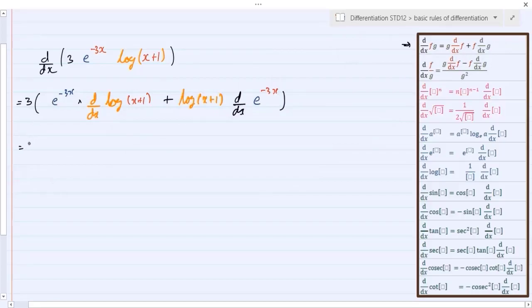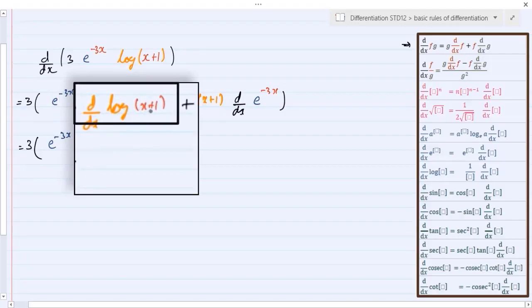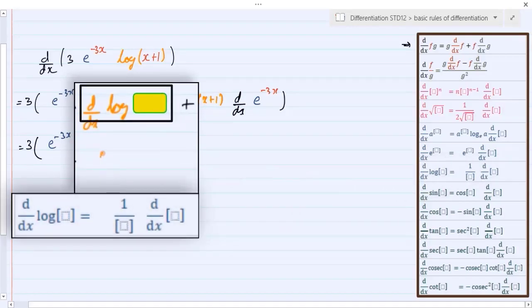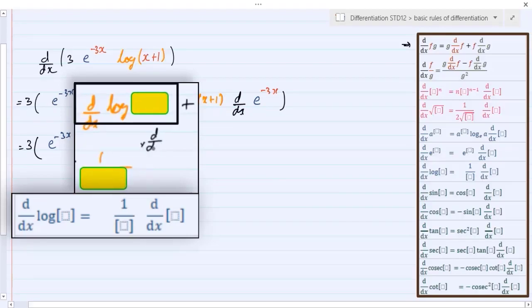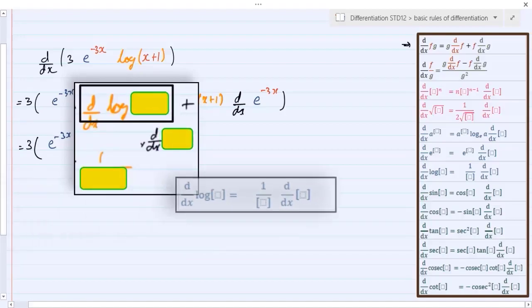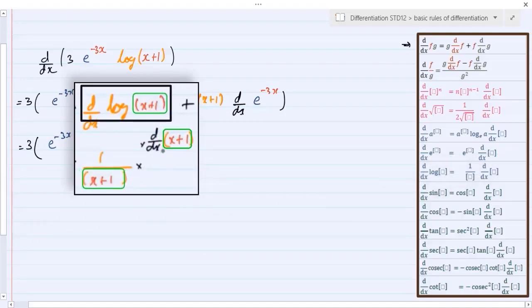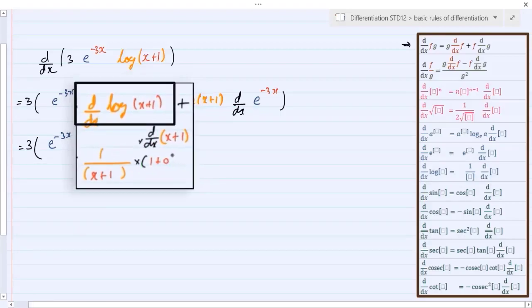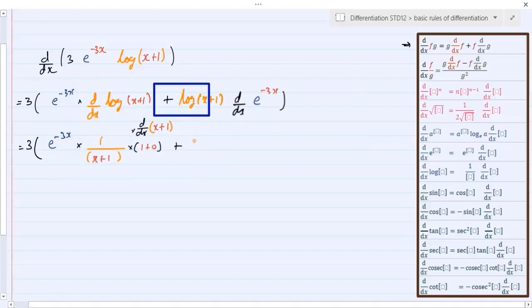So let's simplify. 3 will be as it is, and in first term e raised to minus 3x will also be as it is. We just have to differentiate log x plus 1, and for that we have to consider box around the x plus 1. Differentiation of log box is nothing but 1 upon box into differentiation of box. Within the box we have x plus 1. So we just have to multiply differentiation of x plus 1, which is nothing but 1 plus 0 plus, in second term, your log x plus 1 will be as it is.